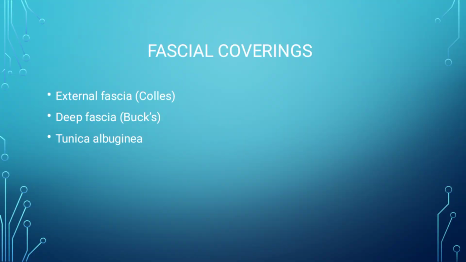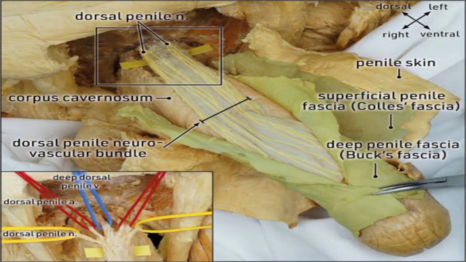Then, what are the fascial coverings of the penis? The penis has several fascial layers. The external fascia is continuous with the abdominal fascia. Beneath it is Buck's fascia, which binds the erectile tissues together. Deeper still, the tunica albuginea surrounds each erectile body and forms the septum between the corpora cavernosa. As you can see in this picture, there is the deep penile fascia, which is known as Buck's fascia, and the superficial penile fascia, which is known as Colles' fascia.